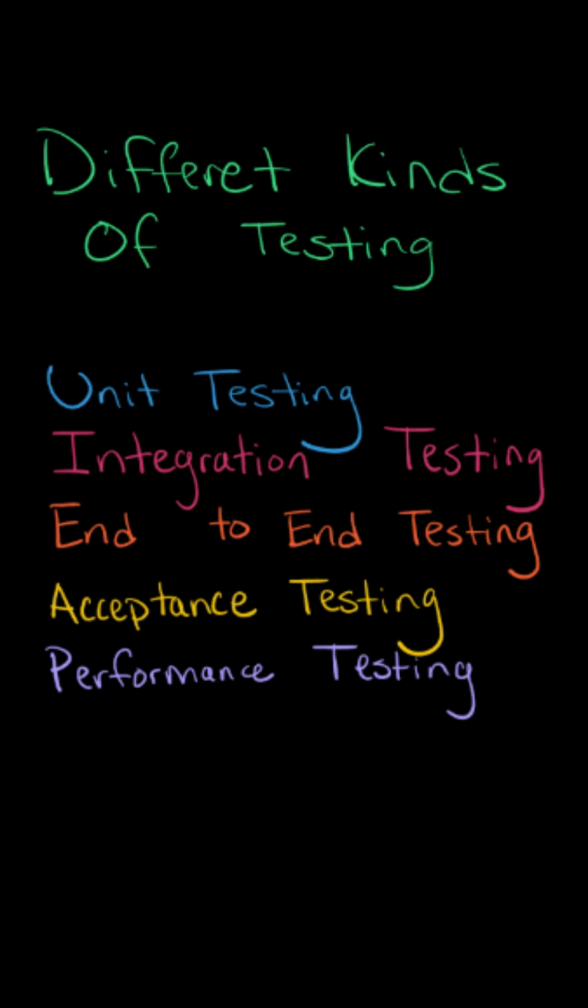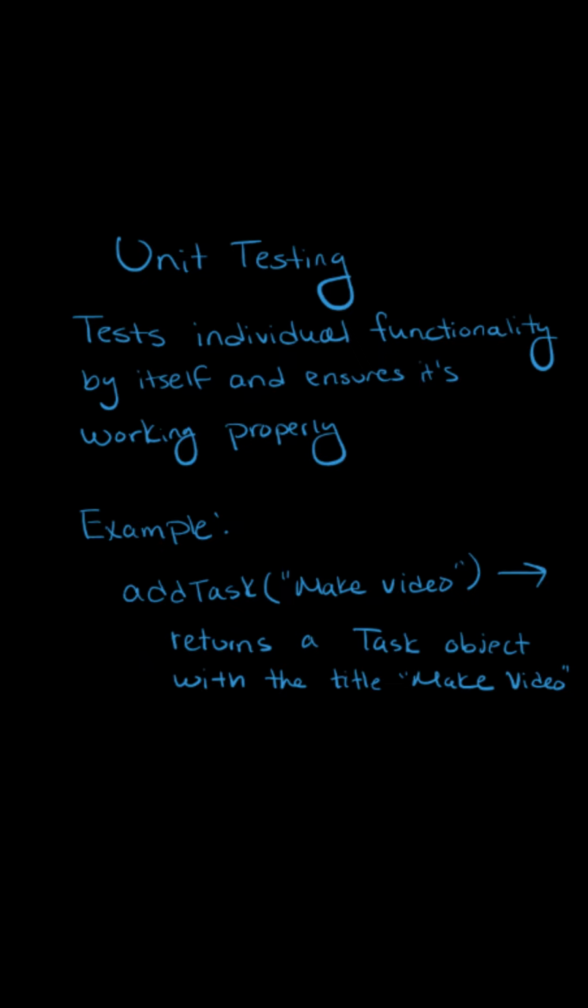All right. In this video, I kind of want to talk about the different kinds of testing you'll need to write or do while creating an app. So the first one we're going to talk about is unit testing. Now, unit testing is basically checking individual functions or functionality. For example, if we have a to-do list, making sure that the add task function actually works as intended.